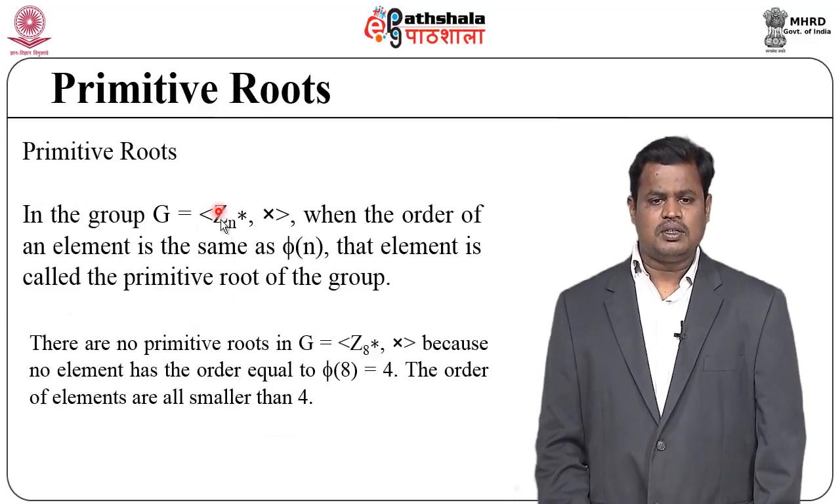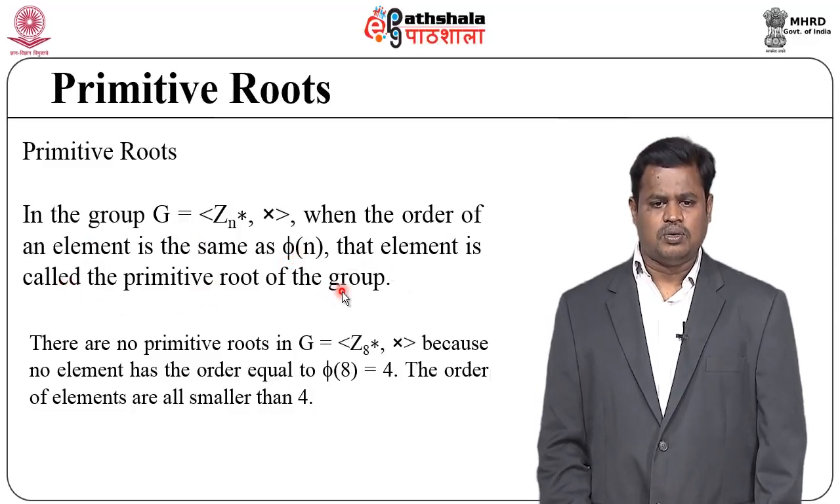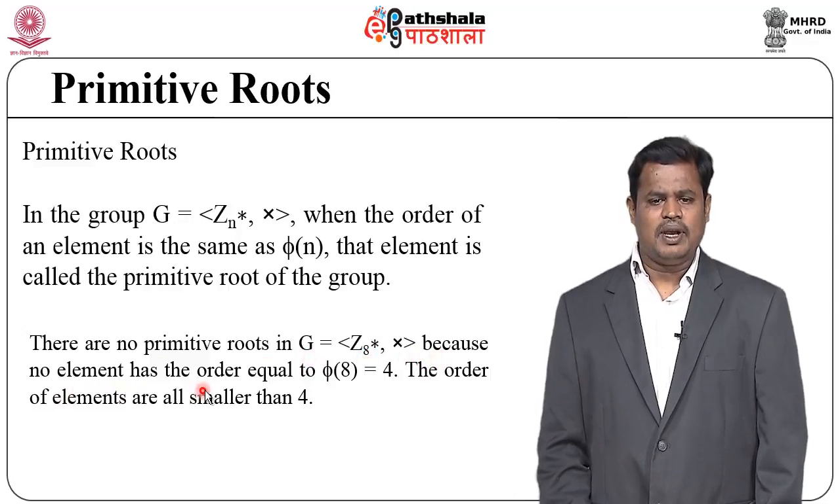So a primitive element in a group Zn star under multiplicative operation is one where the order of the element is the same as phi of n; then that element is called a primitive root of the group. For example, there is no primitive root in G equal to Z8 under multiplicative operation, because no element has order 4.